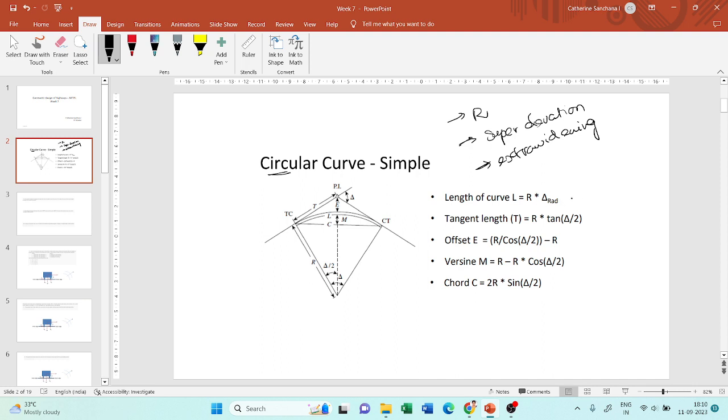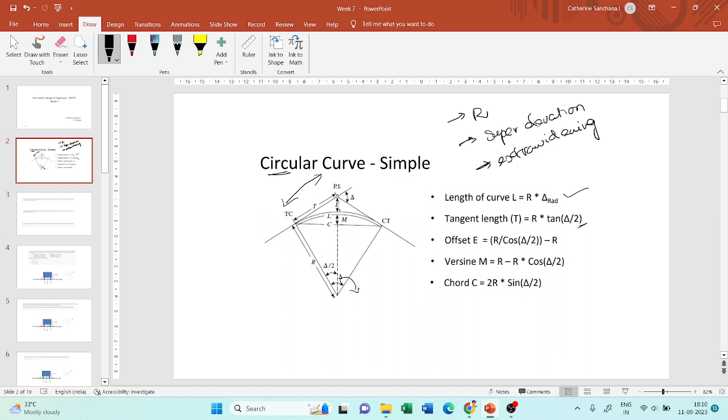The first one is the length of the curve, which is deflection angle into R. The deflection angle is the angle subtended by the curve. Tangent length is given by this formula.